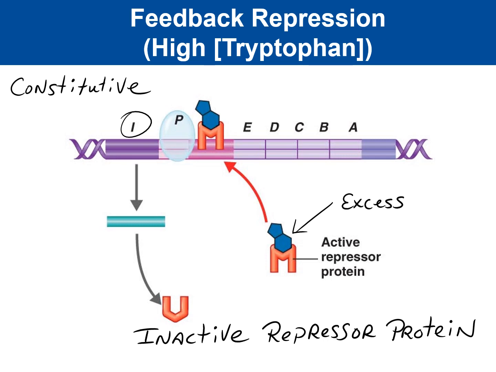When excess tryptophan amino acid builds up, these repressor proteins will become active. And when they become active, they'll bind to the operator region here and block it so that the RNA polymerase does not have a way to proceed through and transcribe the structural genes E, D, C, B, and A. And that would be what we call feedback repression that's occurring in this picture.